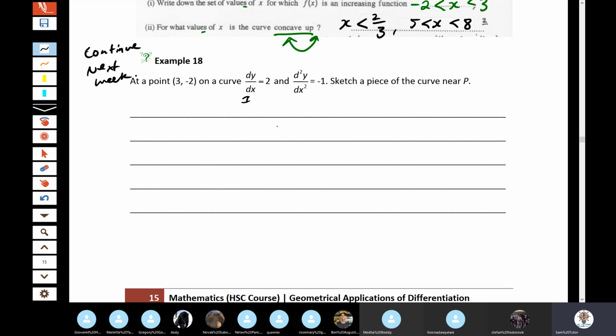What does y double dash mean? Being -1. Less than 0. Y double dash less than 0 means it's a max. Less than 0, your brain might think minimum, you do the opposite in your head.